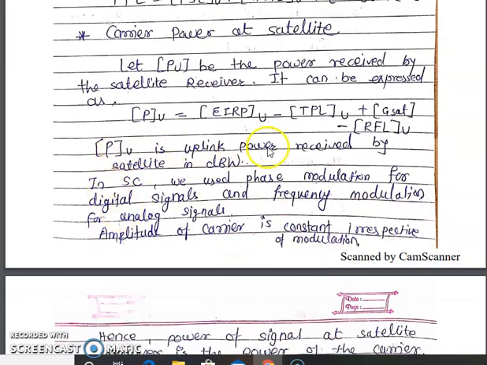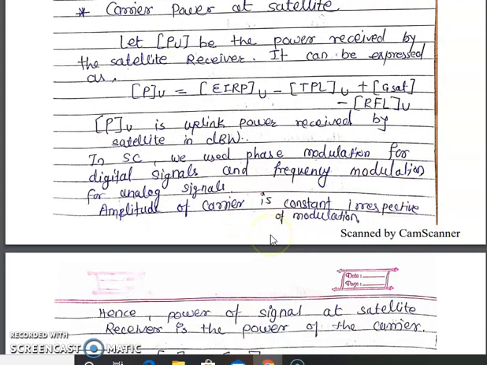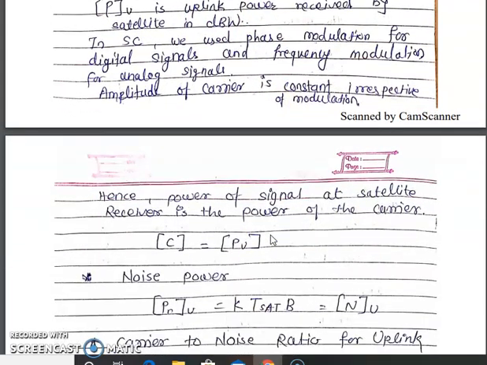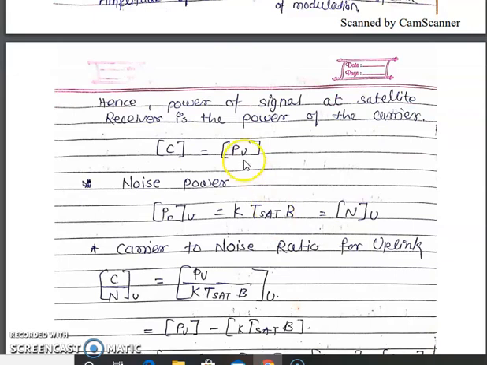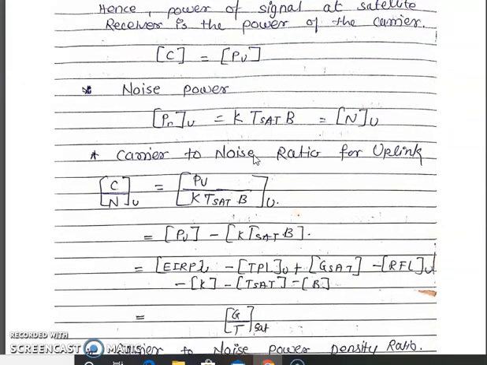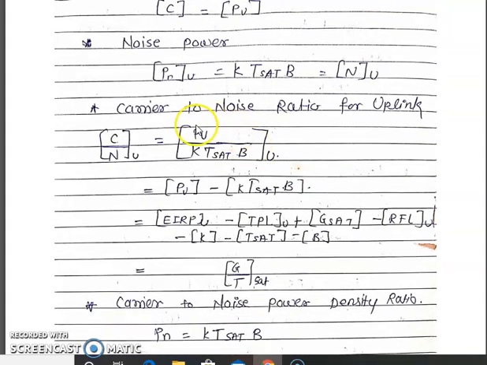PR is the uplink power received by the satellite in dBW. So C is directly equal to the P, that is the received power. So the noise power Pn of the uplink is the KTB. Again that T is the temperature of the satellite, that is the noise.